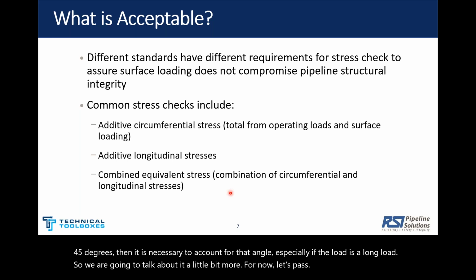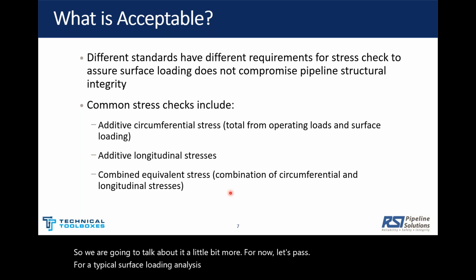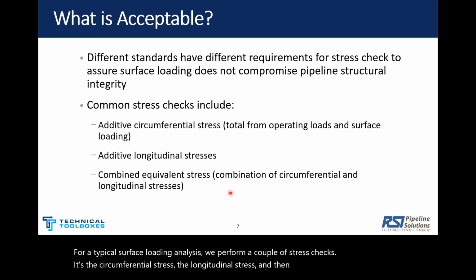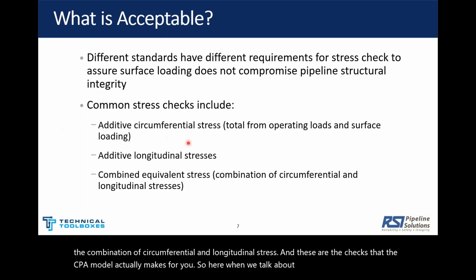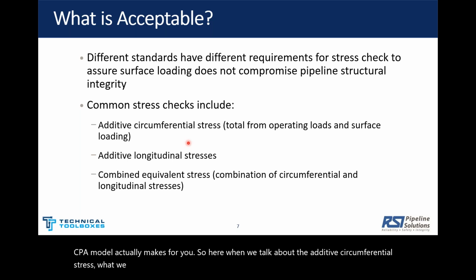For a typical surface loading analysis, we perform a couple of stress checks. It's the circumferential stress, the longitudinal stress, and then the combined stress, which is the combination of circumferential and longitudinal stress. And these are the checks that the CEPA model actually makes for you. So here, when we talk about the additive circumferential stress, what we are referring to is the sum of the surface loading induced circumferential stress and the Barlow stress from the pipe internal pressure, right?